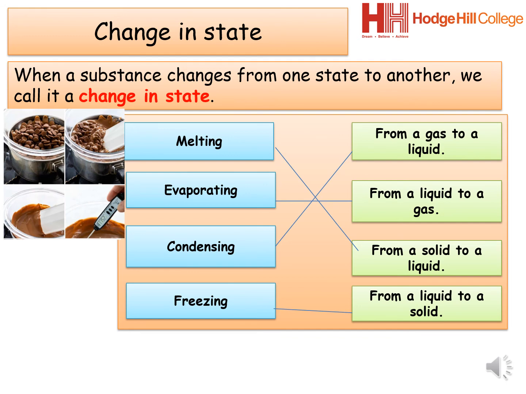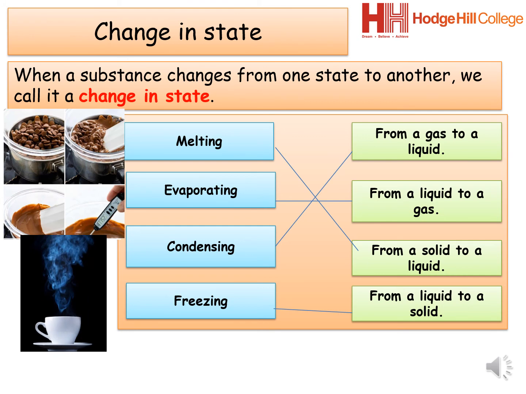The next example is evaporating. This is when it turns from a liquid to a gas. A good example is when you boil water for a cup of tea, for example. So if you continuously boil it, it turns from the water into steam, and this is going from a liquid to a gas. The next one is condensing, or otherwise known as condensation.